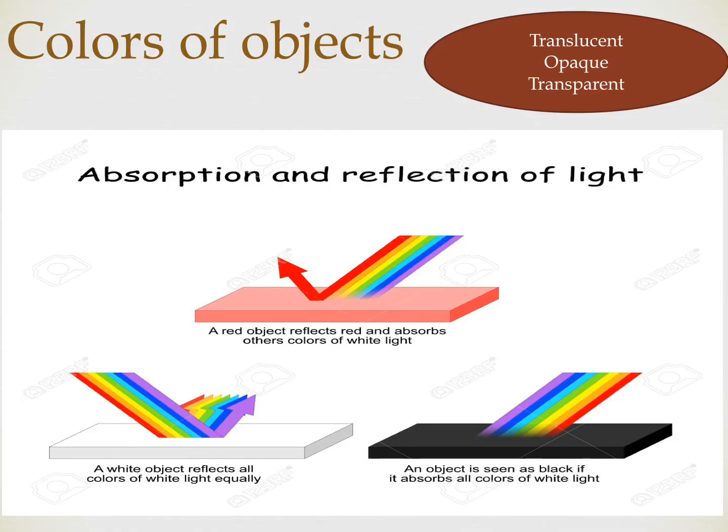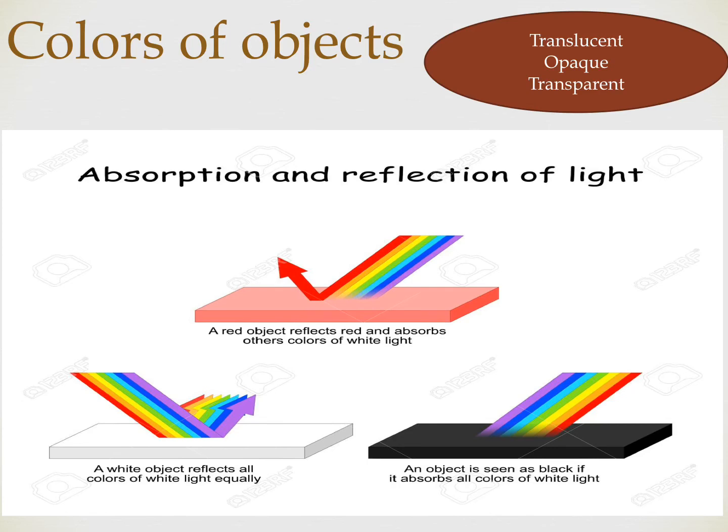What happens if we have a white colored object? In this case, because all the colors are reflected, the object will appear white. What about black? Well, black is the absence of color. So when light strikes a black object, all the colors are absorbed.